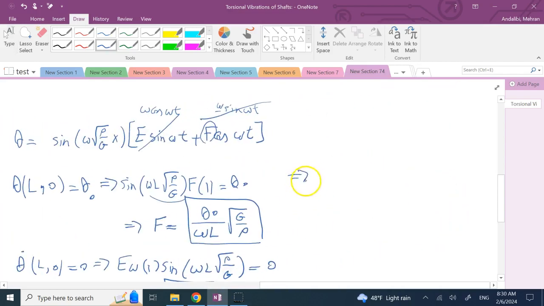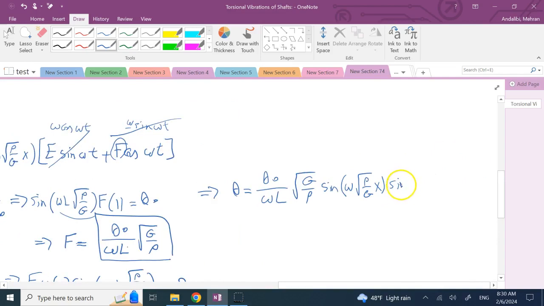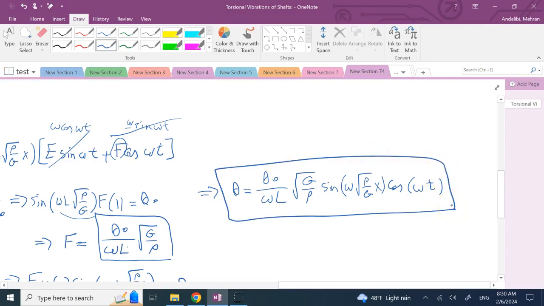Therefore, your total solution theta becomes that constant times sine of omega square root rho over G x, and then cosine of omega t, because the cosine is the only term remaining. This is going to be your solution.